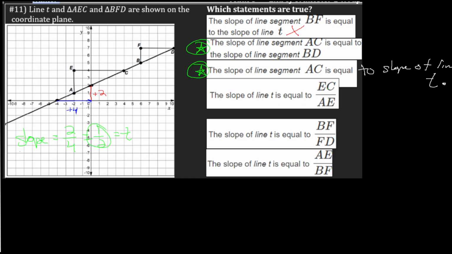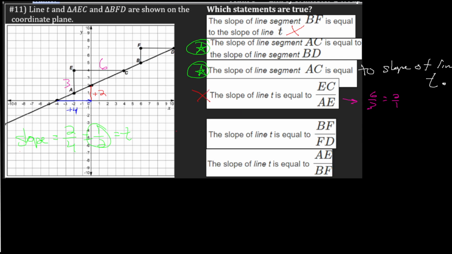The slope of line T is equal to EC divided by AE. Well, how long is AC or AE? Let's count. EC is 1, 2, 3, 4, 5, 6. So this is 6, and AE is 1, 2, 3. So it's saying it's the same as 6 over 3, which is not the same as 1 over 2. So I'm going to say that this one is wrong because they have the numbers flipped.